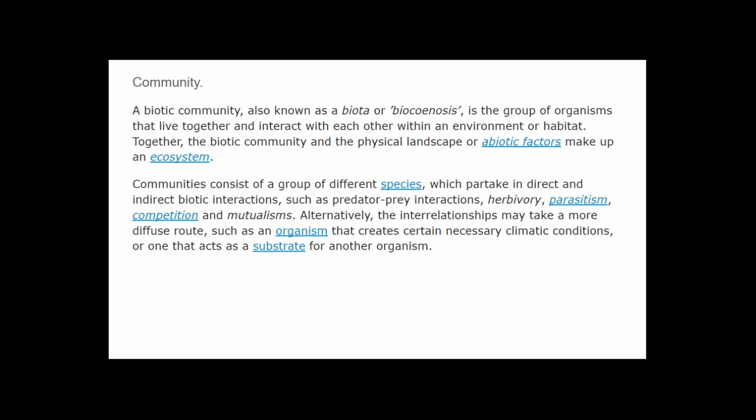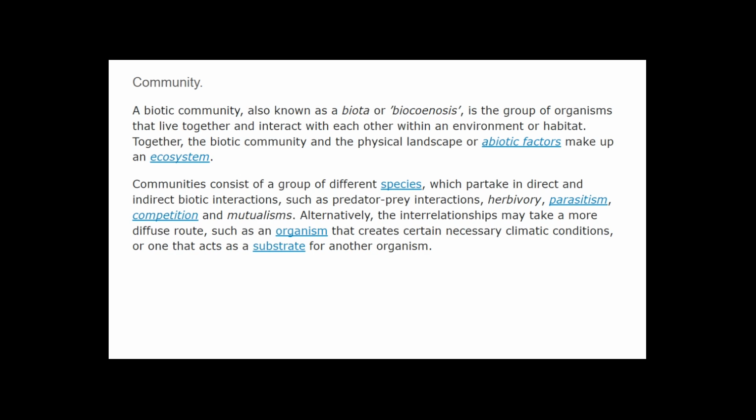And together with the biotic community and physical landscape or abiotic factors, they make up an ecosystem. So an ecosystem looks at a community together with the abiotic factors that are present. And of course, biotic means living, and abiotic is non-living. And communities consist of different species which partake in direct and indirect biotic interactions.